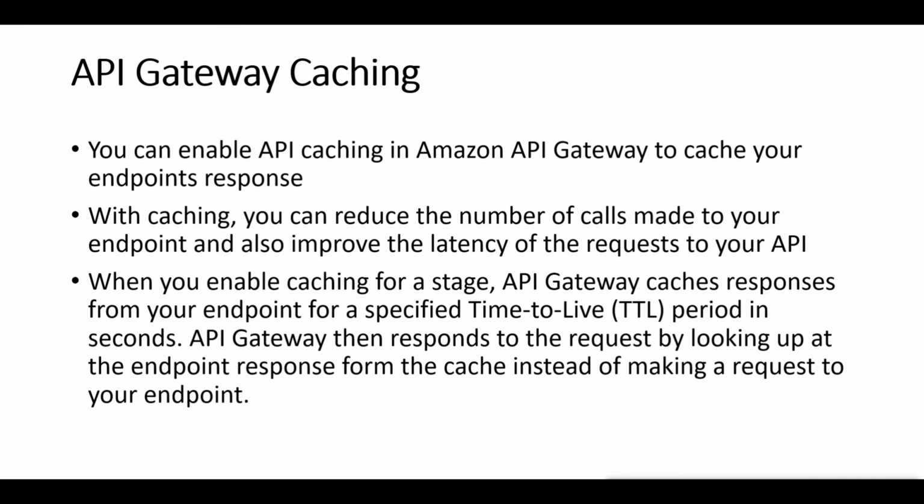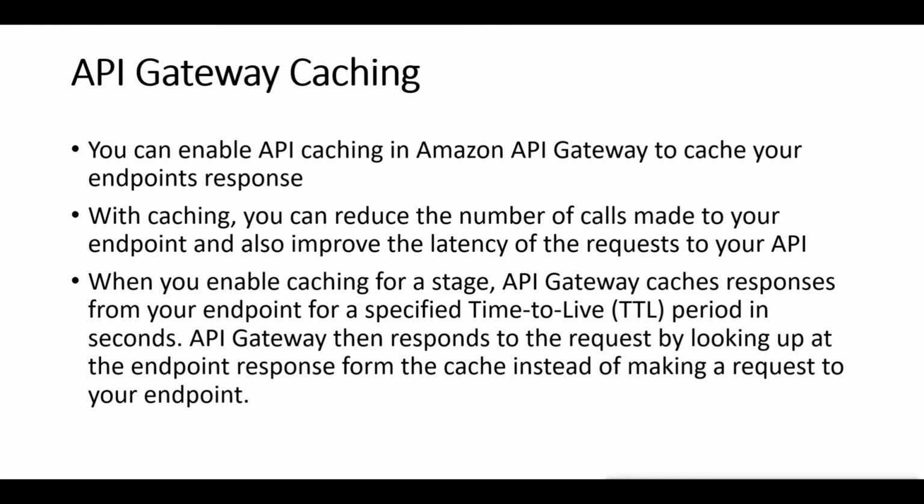One more feature of API Gateway is caching. You can enable API caching in Amazon API Gateway to cache your endpoint's response. With caching, you can reduce the number of calls made to your endpoint and also improve the latency of the request to your API. When you enable caching for a stage, API Gateway caches responses from your endpoint for a specified time-to-live period. It is just like what we saw in our CloudFront.